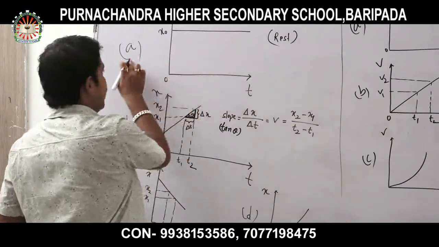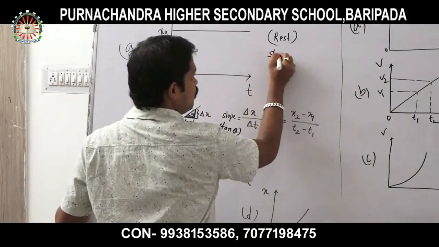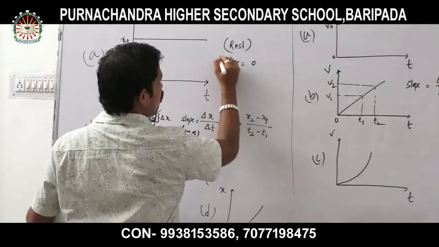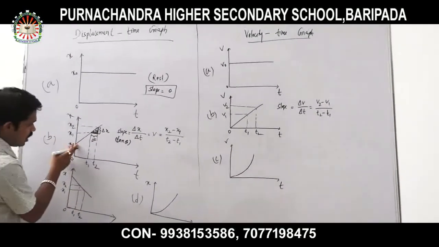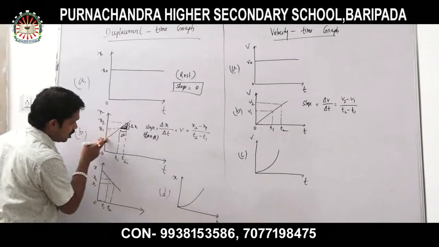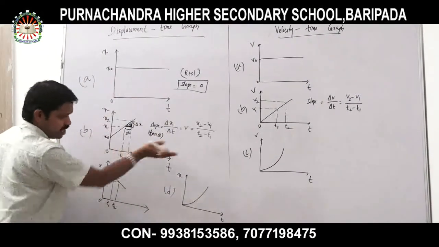So what about the A figure? Here the slope becomes 0 because there is no slope. Clear? But come to here. Here the velocity is positive, the object is moving in the positive x direction.